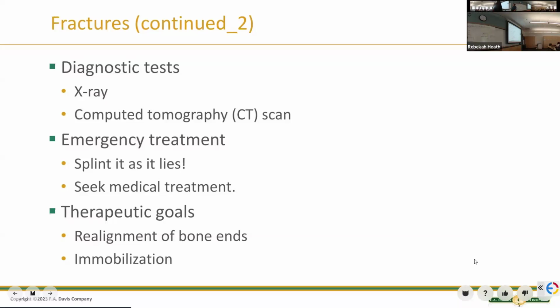And we also want to get medical treatment if we're out in the world. If we're at long-term care or an office where somebody falls and something happens, we're going to call 911, right? Because we don't have those medical teams there to fix that. We'd be outsourcing to somebody else. Therapeutic goals. So our goals, what we want to happen, we want those bone ends to get lined back up so they can fuse back together, and we want to keep it immobile so that can happen.